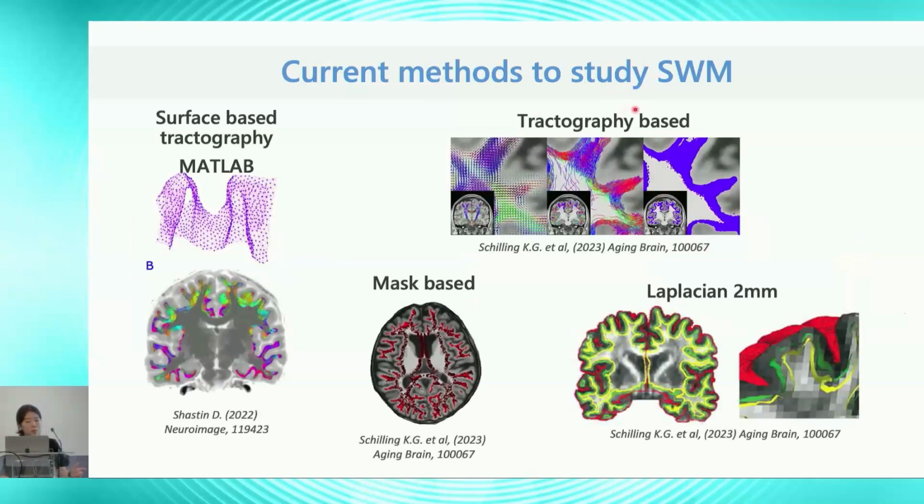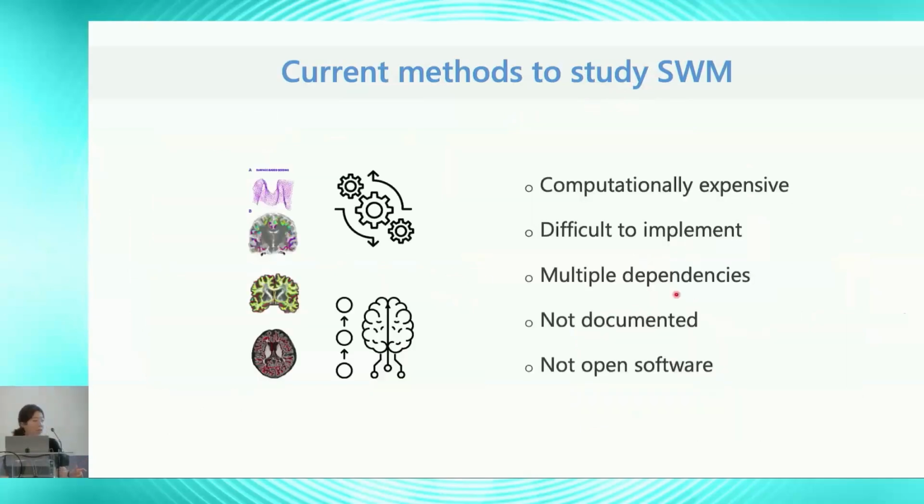To study this superficial white matter, several methodologies are currently available. For example, these include tractography-based methods, surface-based tracking methods, mask-based approaches, and Laplacian-based methods. But these methods have some limitations. They are computationally expensive and challenging to implement with multiple dependencies. Also, they are often not well documented and lack open source availability.